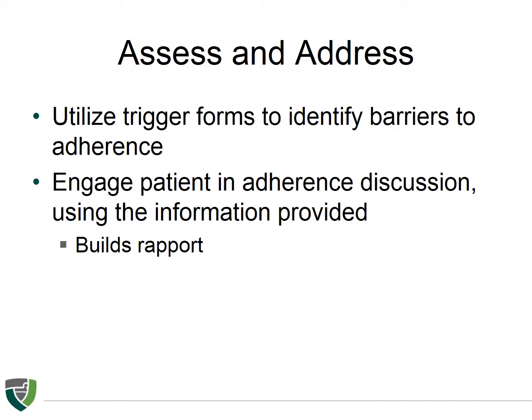The next step in the toolkit is assess and address. There's another nice supplemental material which helps walk you through this. This is what the trigger form will be. So let's say you've done a profile review or a technician has identified a patient with adherence issues. This form can be placed in bins or bags when a patient picks up their prescription. This will help engage the patient in adherence discussions and further gather information from the patient. Overall, this will help you build rapport and also help drive that change with the patient.